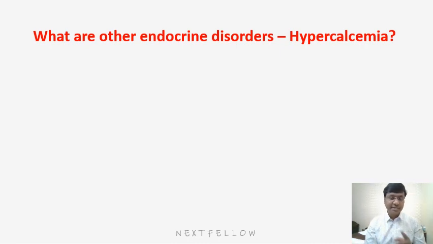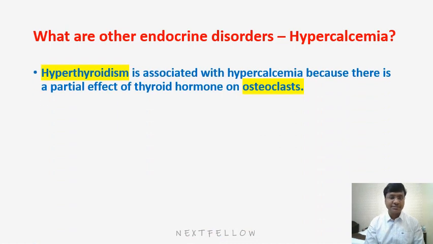Now, apart from hyperparathyroidism, there are some other endocrine disorders which can contribute to the development of hypercalcemia. That includes hyperthyroidism. Whenever thyroid hormone is increased in quantity, it stimulates the osteoclasts, and by stimulating the osteoclasts, it causes bone resorption and thereby hypercalcemia in the individual. So we have two endocrine disorders, hyperparathyroidism and hyperthyroidism, which cause hypercalcemia.